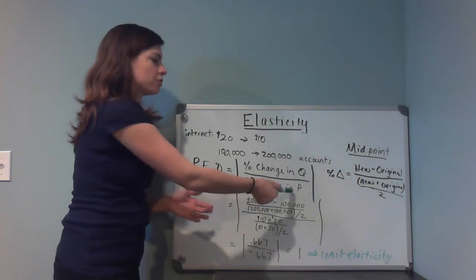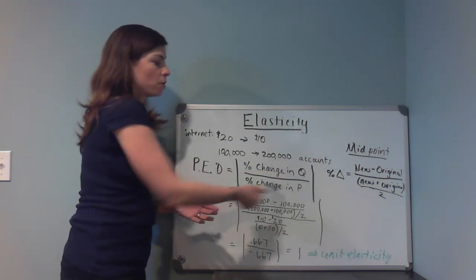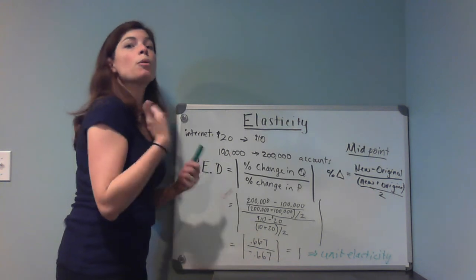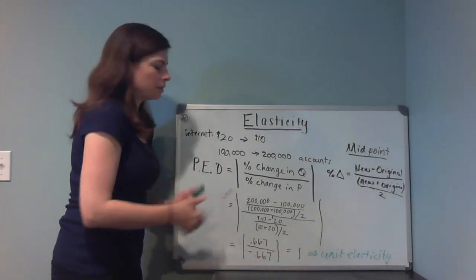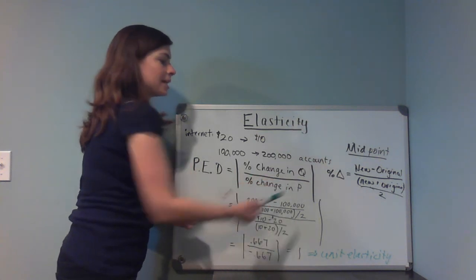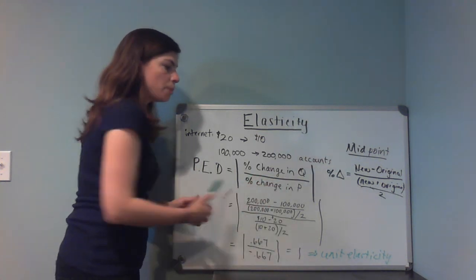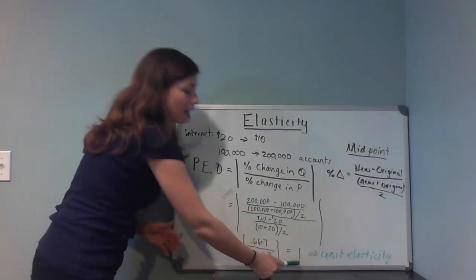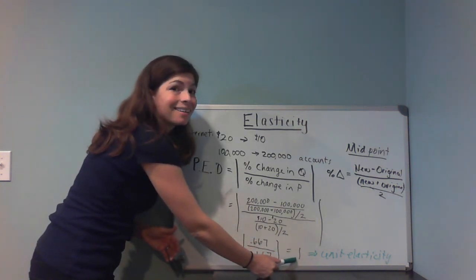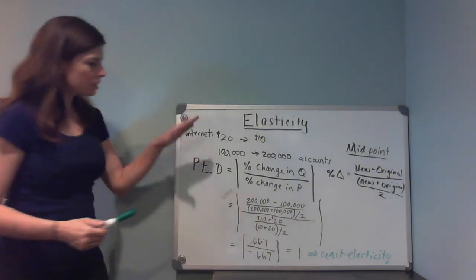So the percent change in quantity would have been more than the percent change in price. People are more responsive, they are more elastic in their demand, elastic demand. If the percent change in quantity had been less than the percent change in the price, in absolute value terms, then we would have seen something less than 1, which would indicate inelastic demand. So this is the basic formula.